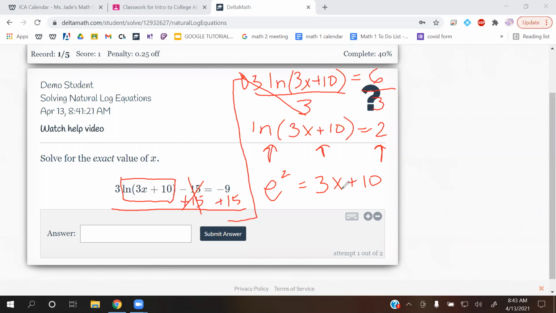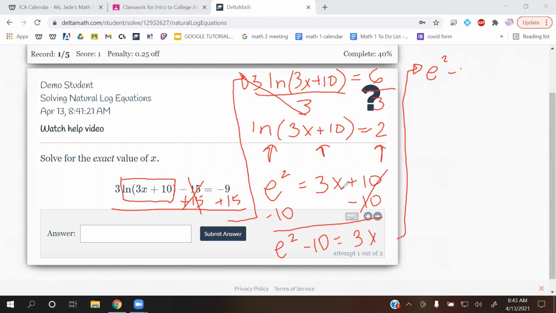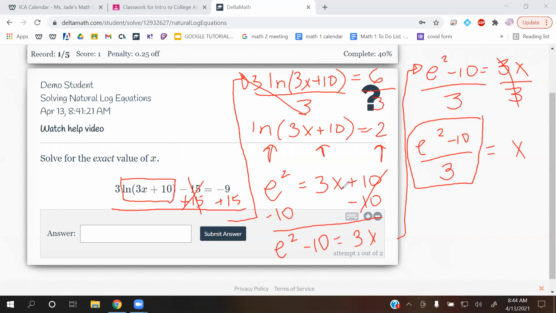Now, in order to get x, we have to do 2 steps. First, we're going to subtract 10. So it's literally e squared minus 10 equals 3x, and those cancel out. I'm going to rewrite this because I need space. E squared minus 10 is equal to 3x. Okay, and then finally, to get x by itself, just divide by 3 so that those cancel out. We get x finally, and then we have the fraction e squared minus 10 over 3. Final answer. Any questions? Please let me know.